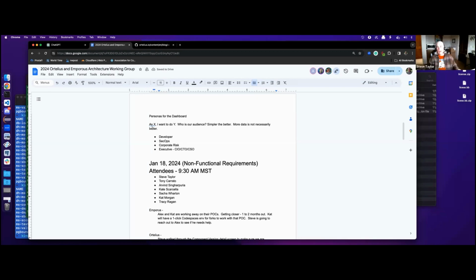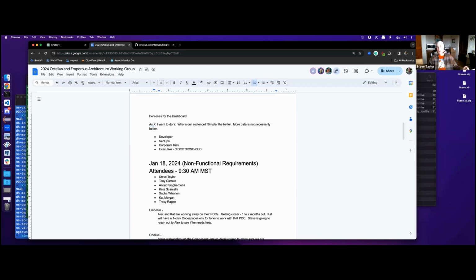Yeah. So I just put down executive, for example CIO, CTO, CSO. We can even go CEO, depending on the size of the company, obviously. Sure. Yeah. I think the trick with a lot of these people is you may let them look, but you don't want to let them modify anything.